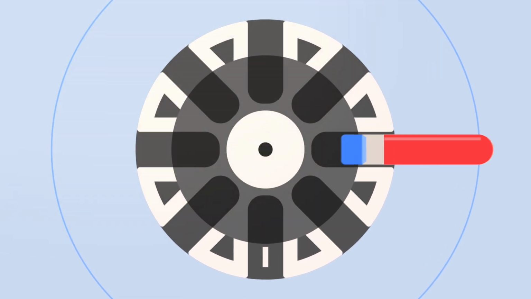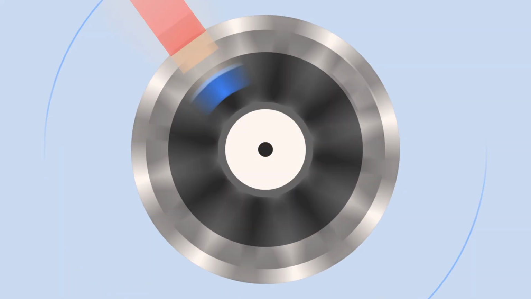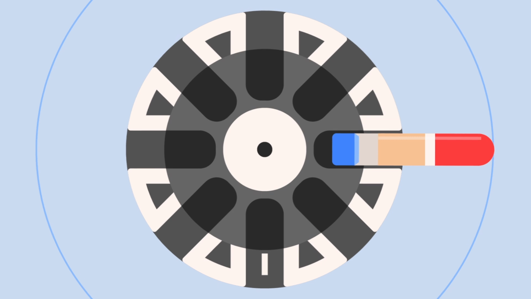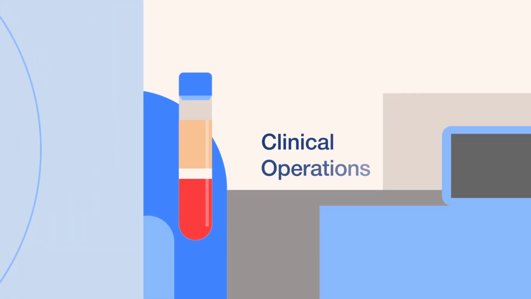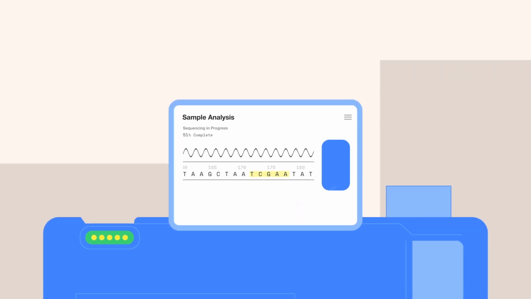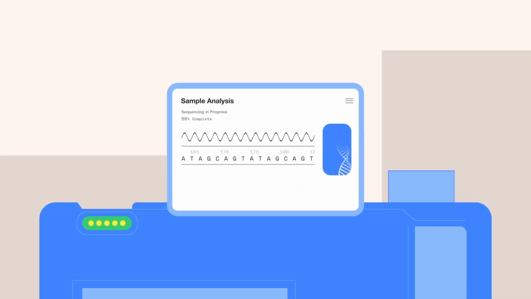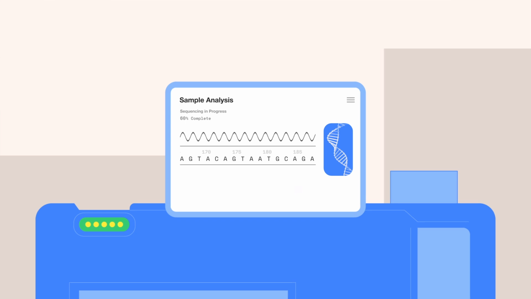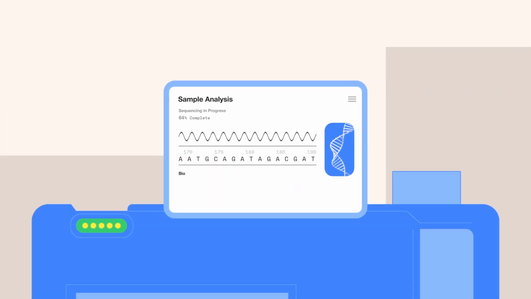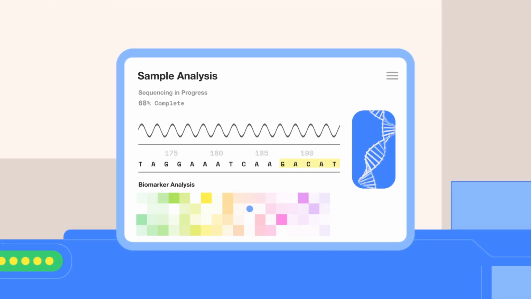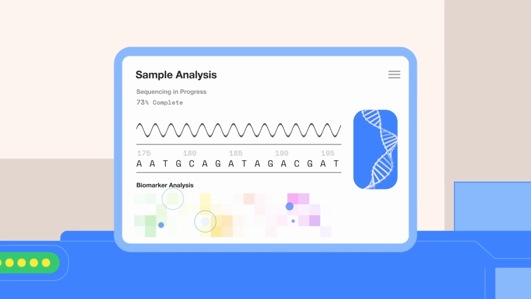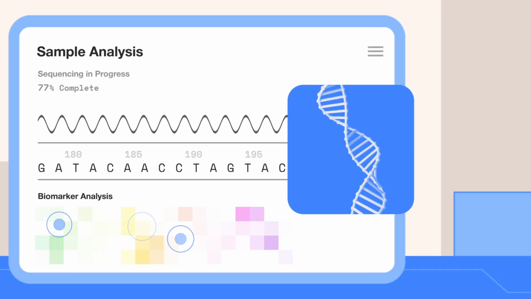In the lab, your blood is spun in a centrifuge, separating its components. Then the sample is sent to clinical operations, or the wet lab, where specialists begin analysis on the samples. The extracted DNA undergoes sequencing, a process that decodes your genetic information. Meanwhile, biomarkers are analyzed to identify any signs of disease or potential health risks.